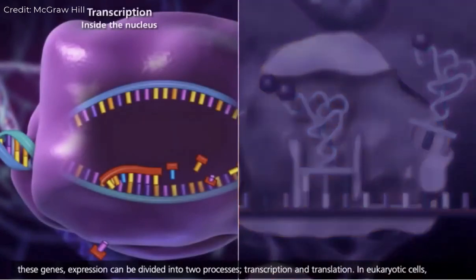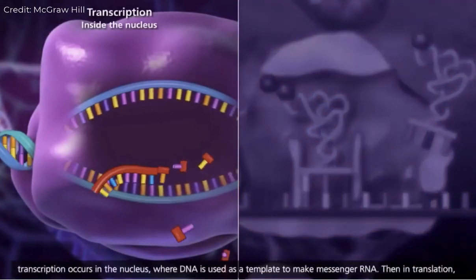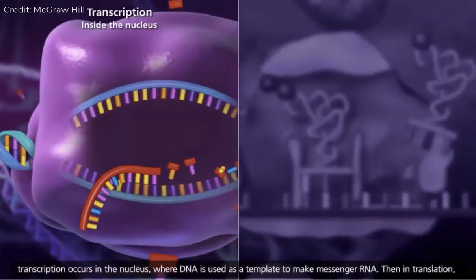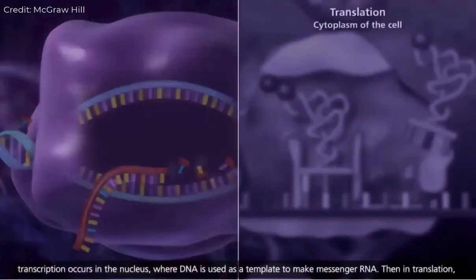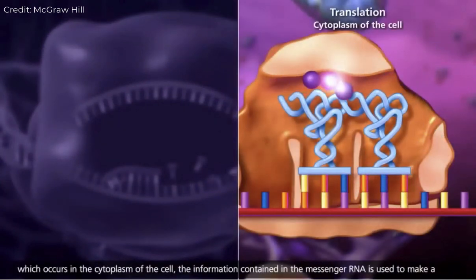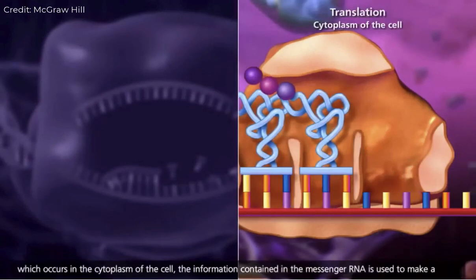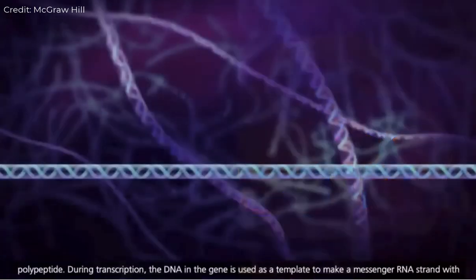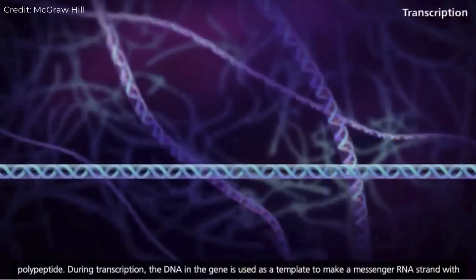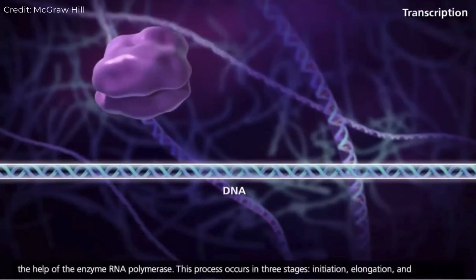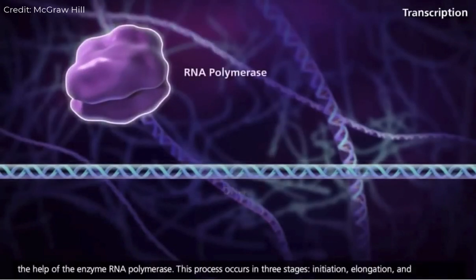In eukaryotic cells, transcription occurs in the nucleus, where DNA is used as a template to make messenger RNA. Then in translation, which occurs in the cytoplasm of the cell, the information contained in the messenger RNA is used to make a polypeptide. During transcription, the DNA in the gene is used as a template to make a messenger RNA strand with the help of the enzyme RNA polymerase.